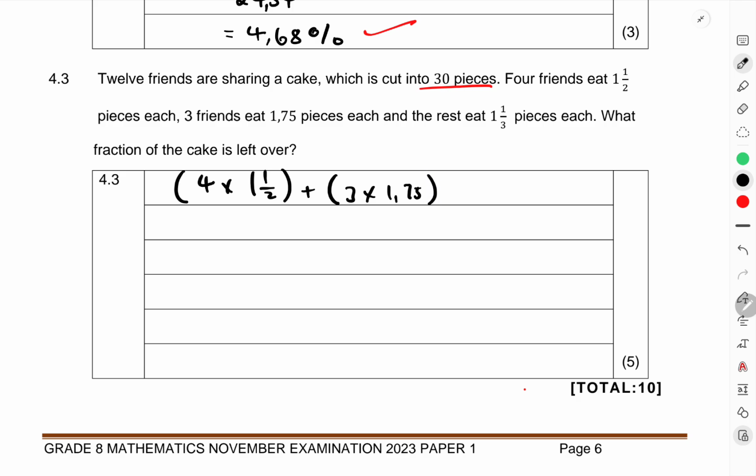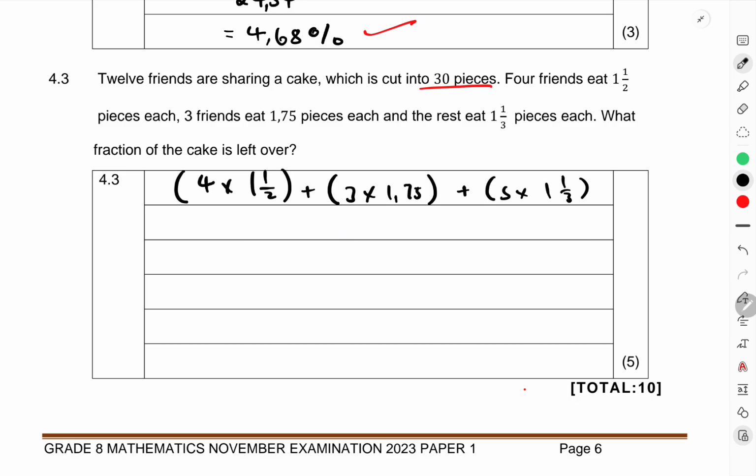So there are 12 friends. We have already used 4 of the friends and 3 of the friends. Out of 12 friends, we have used 4 and 3. How many are left, which is the rest? Therefore, I'm going to say 12 minus 3 minus 4, which is the same as 12 minus 7, which is 5. Meaning the rest represents 5 of the people. To find the number of slices that the 5 remaining friends ate, I'm going to say 5 multiplied by 1.3.